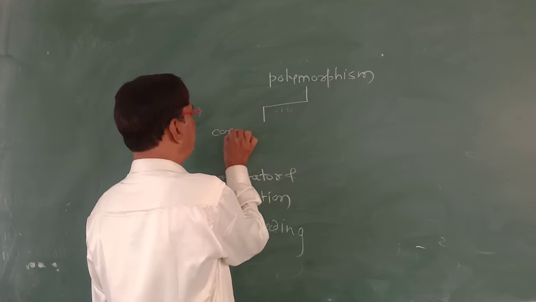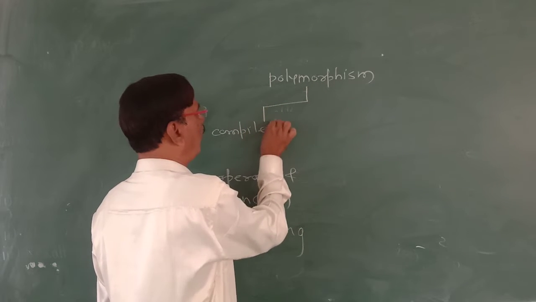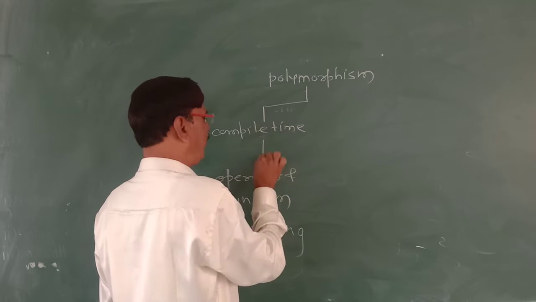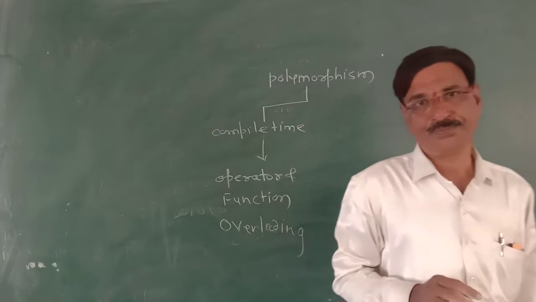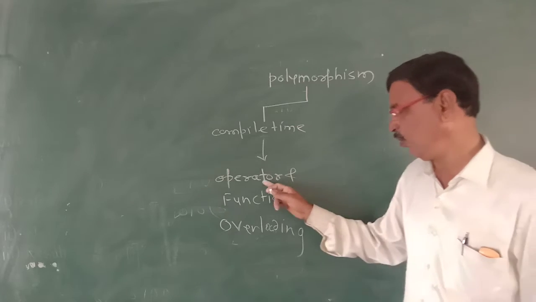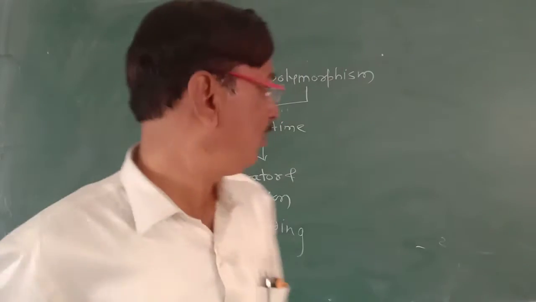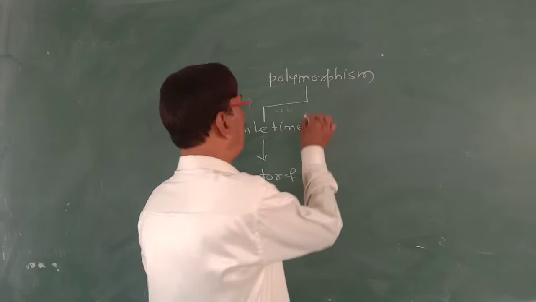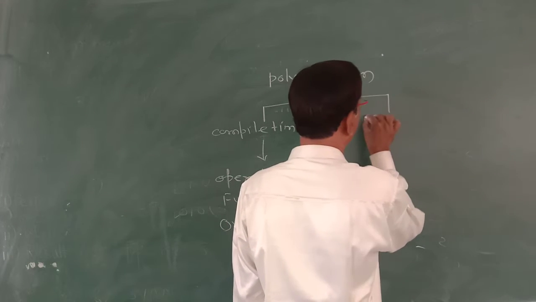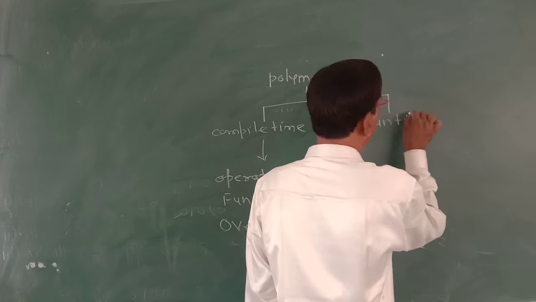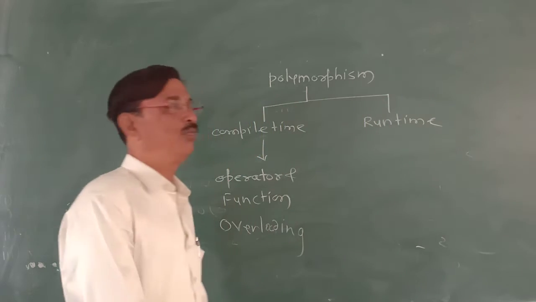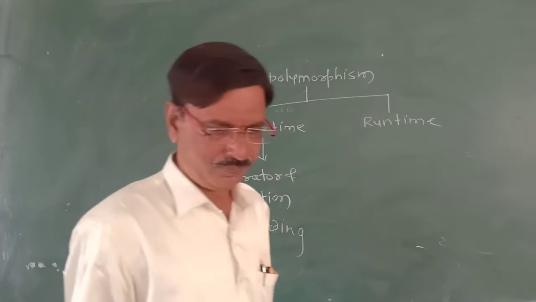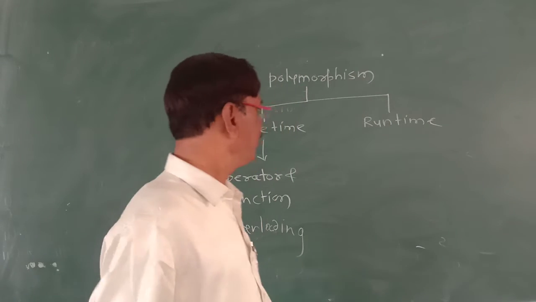So this is called compile time polymorphism. What is meant by compile time? Because at the time of compilation, we are overloading operator and function. But apart from this, we can have runtime polymorphism too. What is runtime polymorphism?